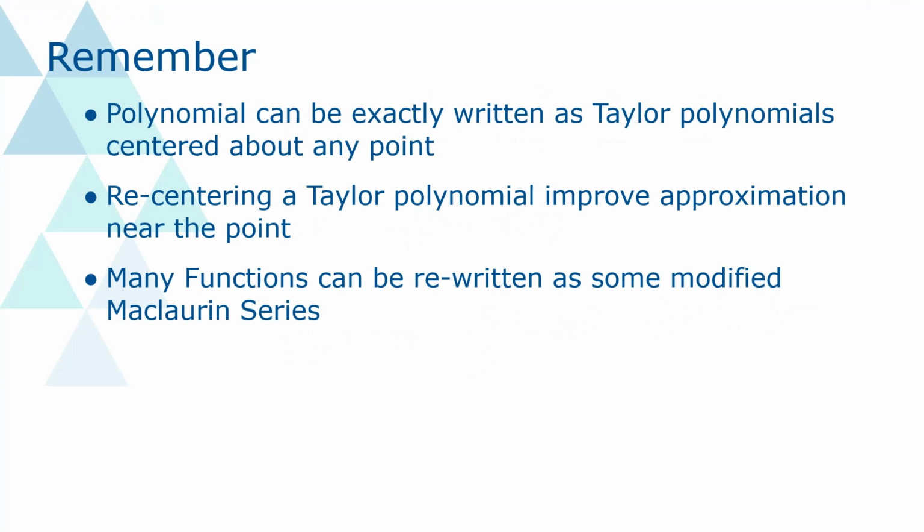Remember, polynomials can be exactly written as Taylor polynomials centered about any point. We can recenter a Taylor polynomial to improve our approximation near that point. This helps us to reduce the number of terms we need to approximate the original function. Many functions can be rewritten as some modified version of the Maclaurin series.